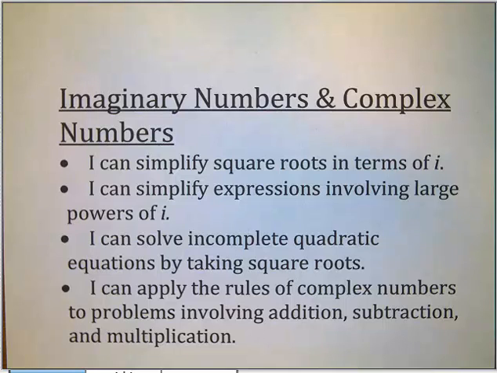This lesson is about imaginary numbers and complex numbers. By the end of this lesson, you should be able to simplify square roots in terms of i, simplify expressions involving large powers of i, solve incomplete quadratic equations by taking square roots, and apply the rules of complex numbers to problems involving addition, subtraction, and multiplication.